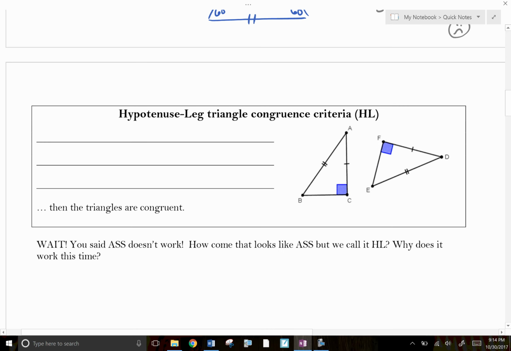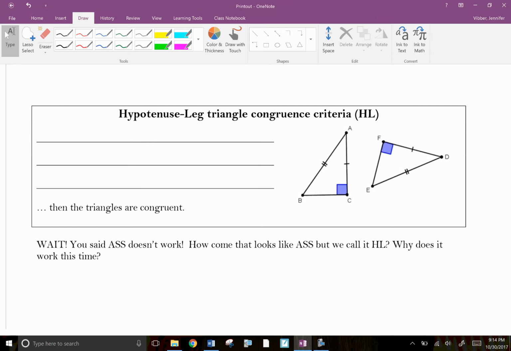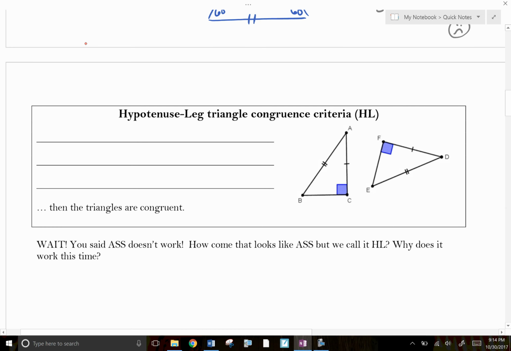All right. And last but not least here, we have what's called hypotenuse leg. And this is one that does work. Hypotenuse leg, what kind of triangles have a hypotenuse and a leg? Ooh, I see it. It's right triangles. There's a right angle right here. So here's how it works.